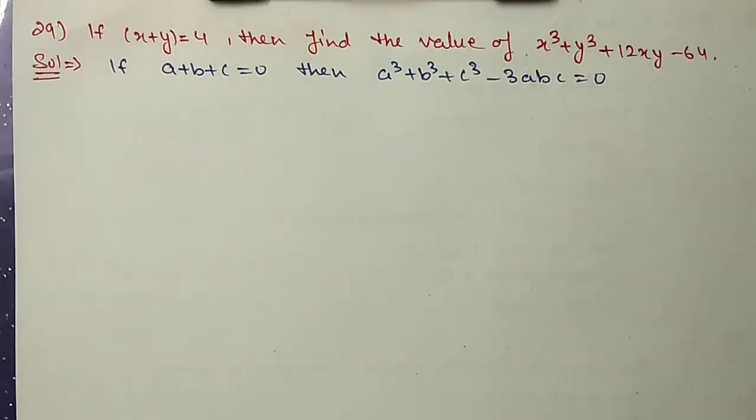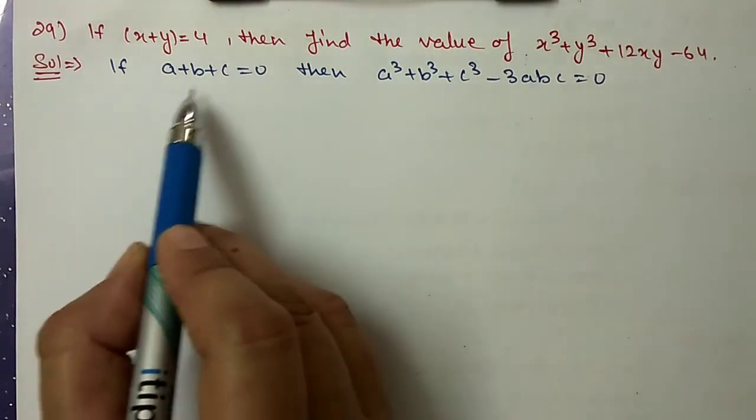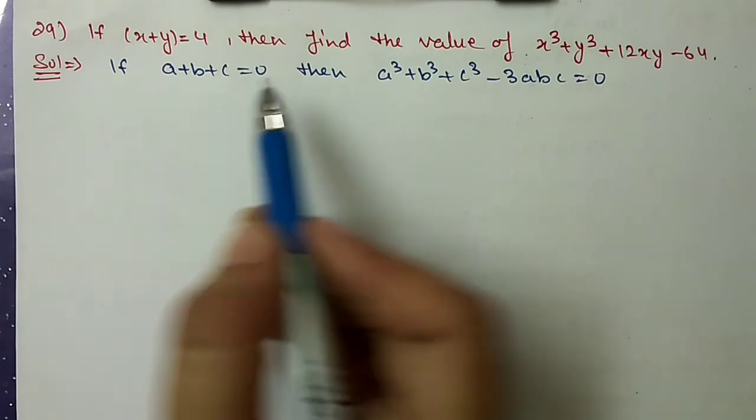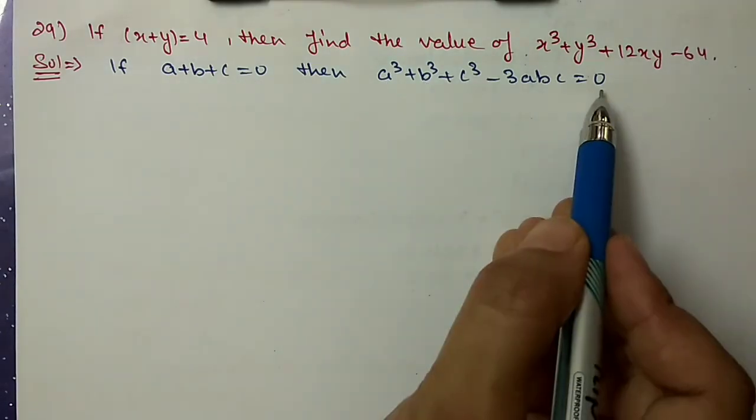Question number 29. If x plus y is equal to 4, then find the value of x cube plus y cube plus 12xy minus 64. So this also we will use the same identity: if a plus b plus c is equal to 0, then the value of a cube plus b cube plus c cube minus 3abc will be 0.